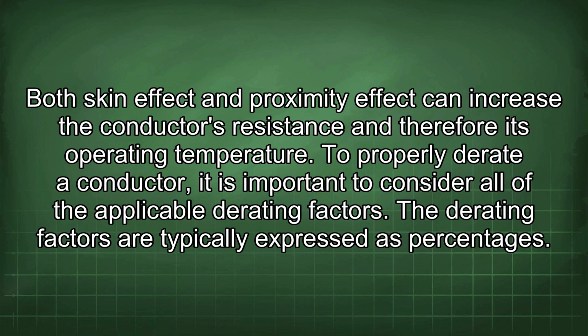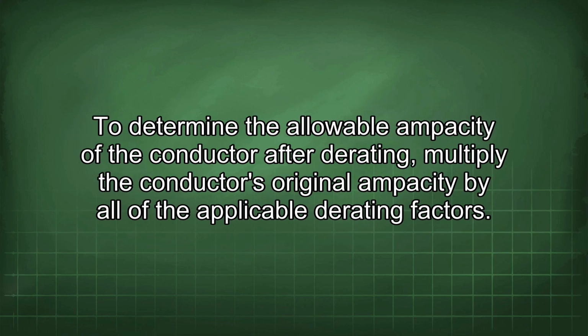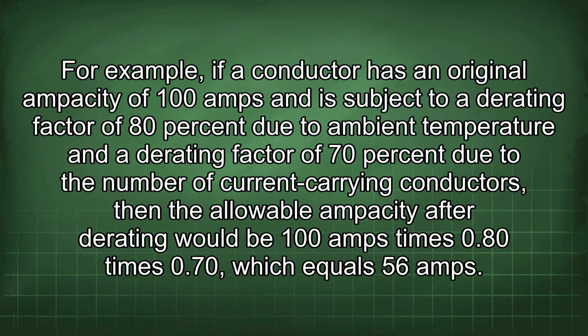To properly derate a conductor, it is important to consider all of the applicable derating factors. The derating factors are typically expressed as percentages. To determine the allowable ampacity of the conductor after derating, multiply the conductor's original ampacity by all of the applicable derating factors. For example, if a conductor has an original ampacity of 100 amps and is subject to a derating factor of 80% due to ambient temperature and a derating factor of 70% due to the number of current-carrying conductors, then the allowable ampacity after derating would be 100 amps times 0.80 times 0.70, which equals 56 amps.